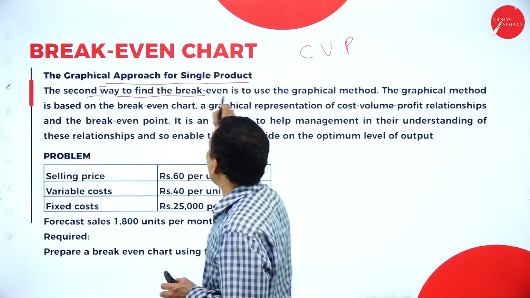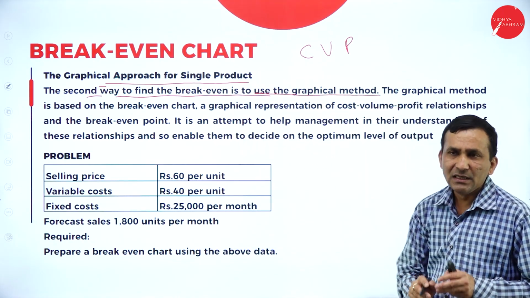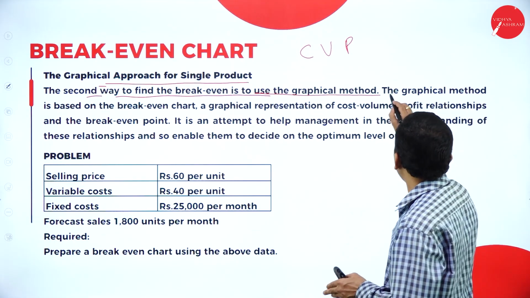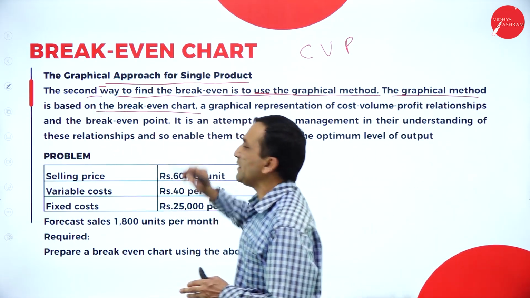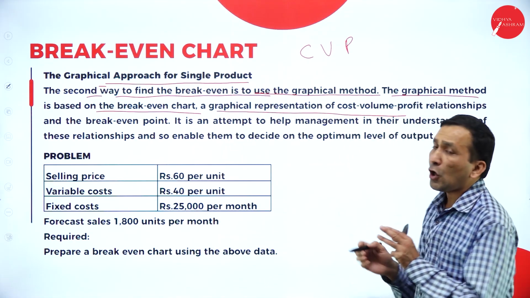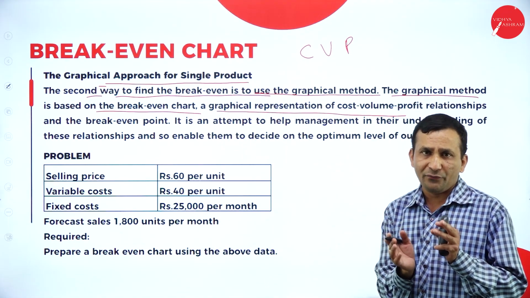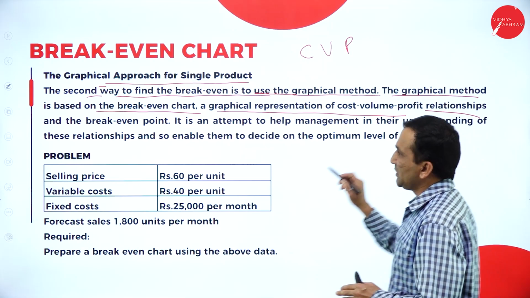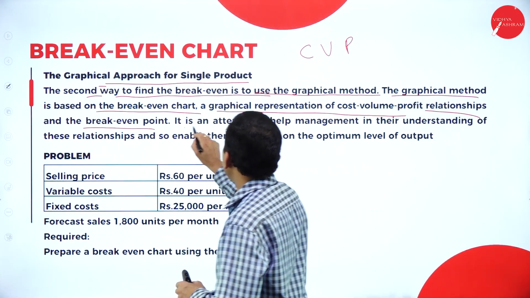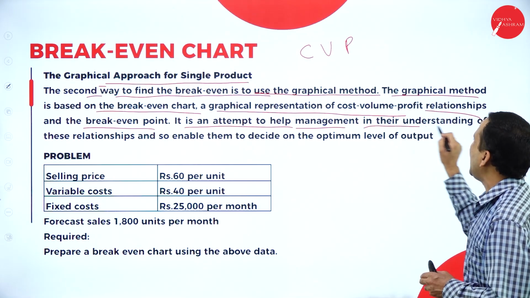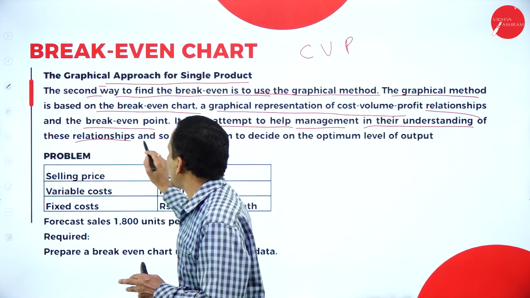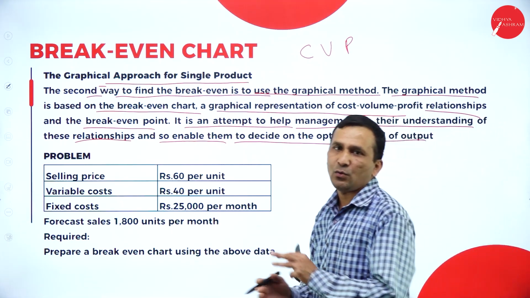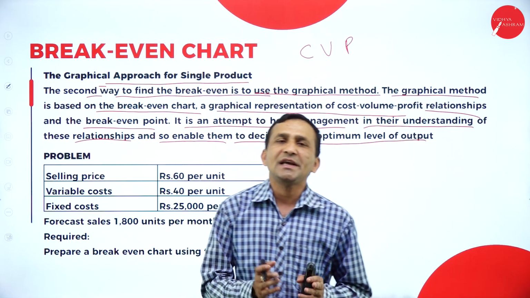The second way to find the break-even is to use the graphical method, because with the help of a graph we are able to understand much better. The graphical method is based on the break-even chart, which graphically represents everything related to cost, volume, profit and the break-even point. It is an attempt to help management understand this relationship and decide the optimum level of output, so that they can decide what changes to make and how much profit to expect.